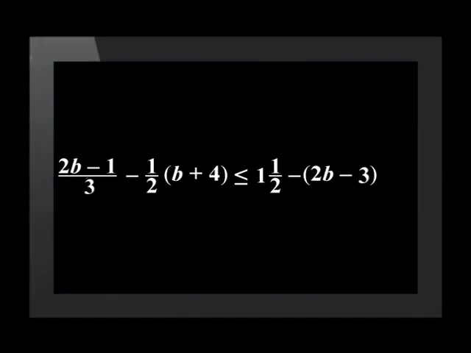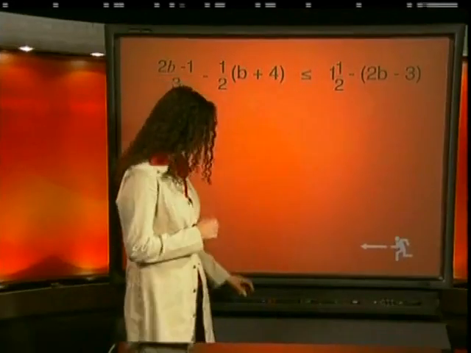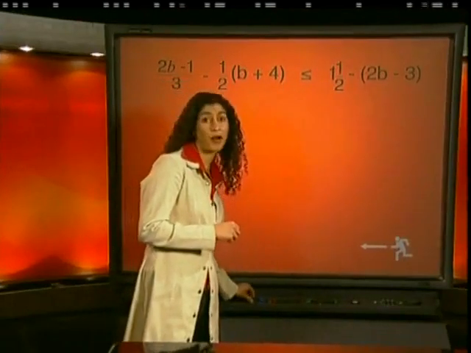Let's move on to another example. We are asked to solve for b. Now, don't be frightened by the numbers. Just take it one step at a time and you'll see how clever you already are. Now, the first thing we do is we look at 1½ and we change it to an improper fraction.